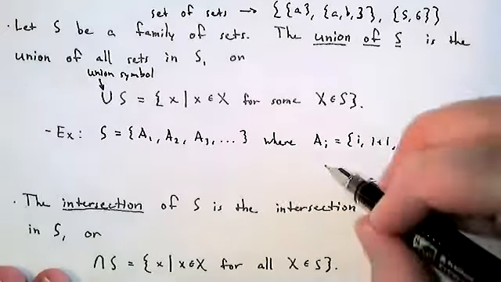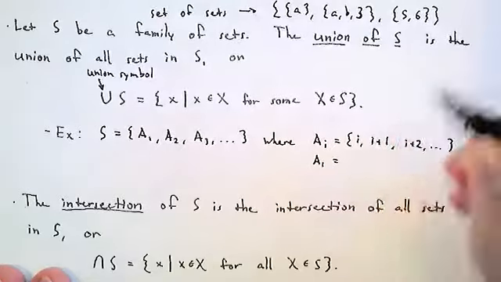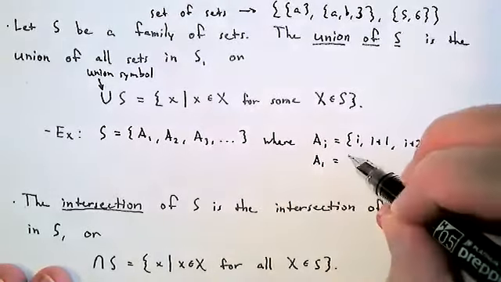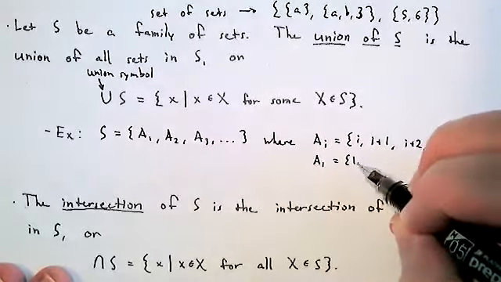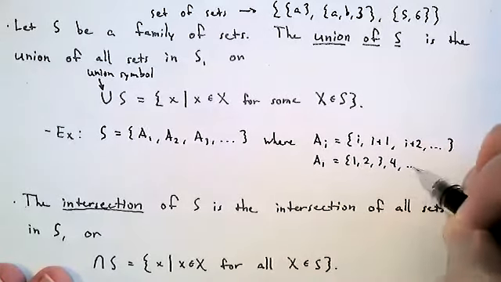So let me write down a couple. A1, we start at 1. So that'll be 1, 2, 3, 4, and so on.